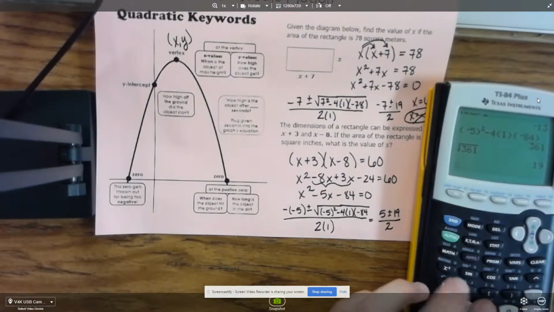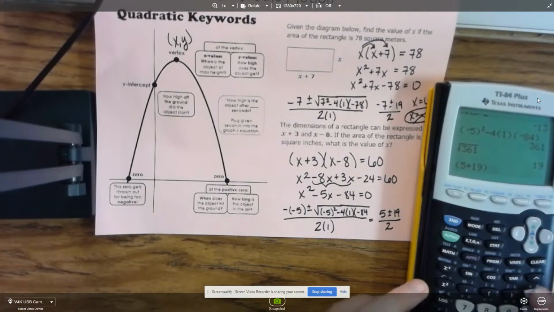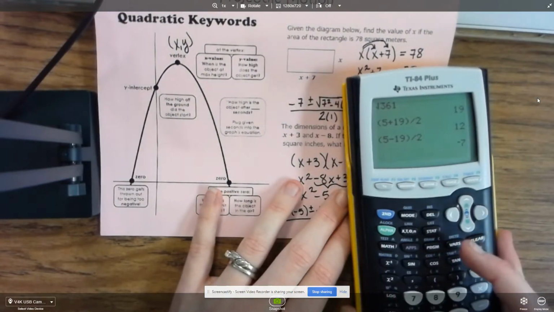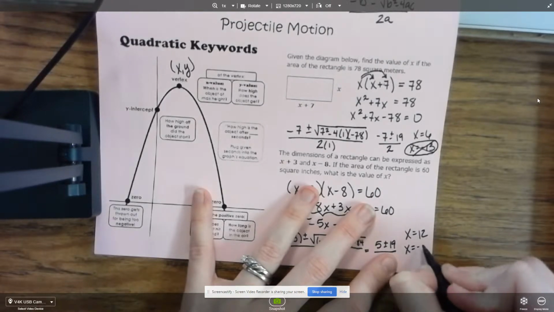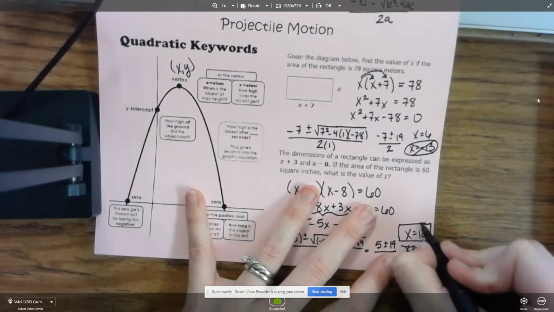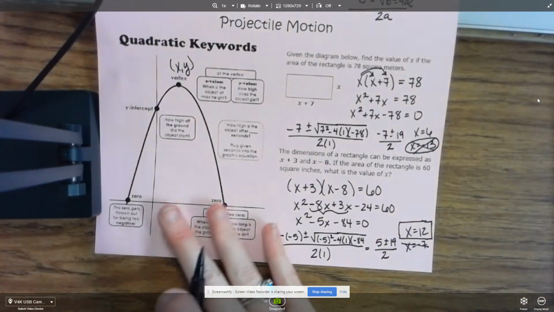So 5 plus, sorry guys, 5 plus 19 divided by 2, and then 5 minus 19 divided by 2. So I would get x equals 12 and x equals negative 7. I throw out the negative value because I can't have a negative measurement. So my solution there, the value of x is 12.